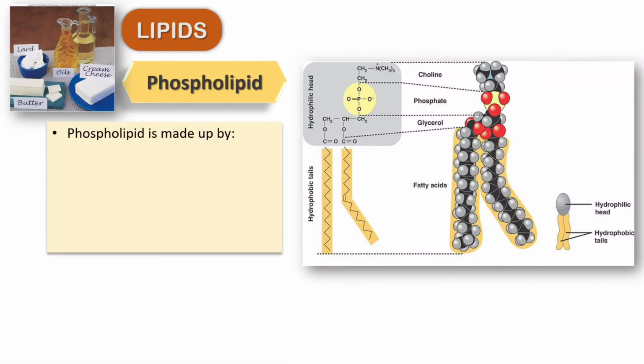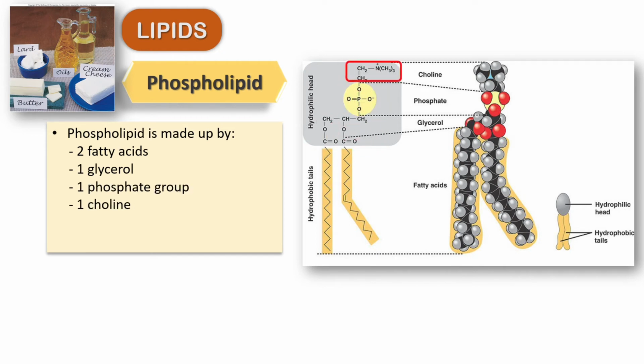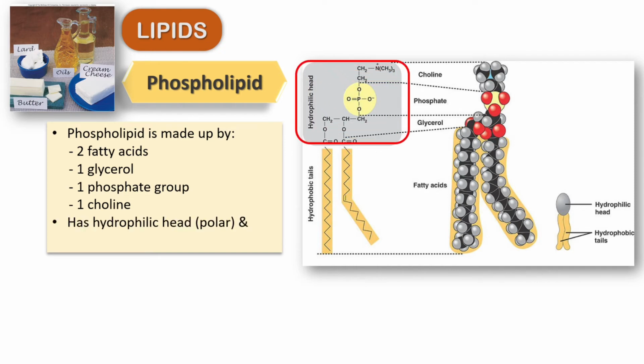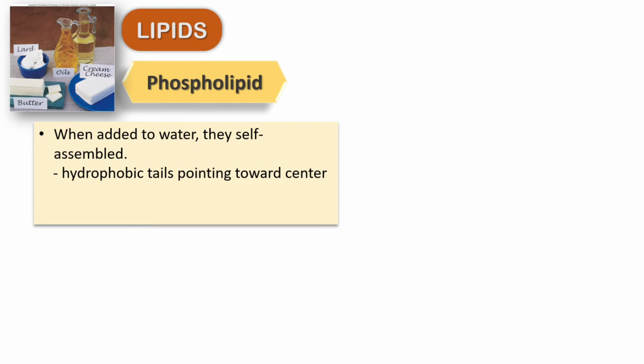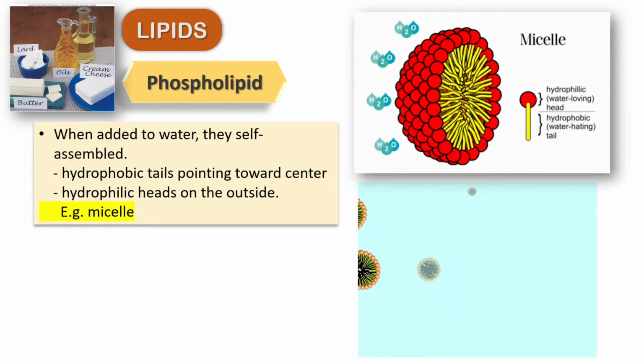Phospholipid is made up of two fatty acids, one glycerol, one phosphate group, and one choline. Phospholipid has a hydrophilic head and hydrophobic tails. When added to water, they self-assemble. The hydrophobic tails point toward the center and the hydrophilic heads are on the outside. For example, my cell.